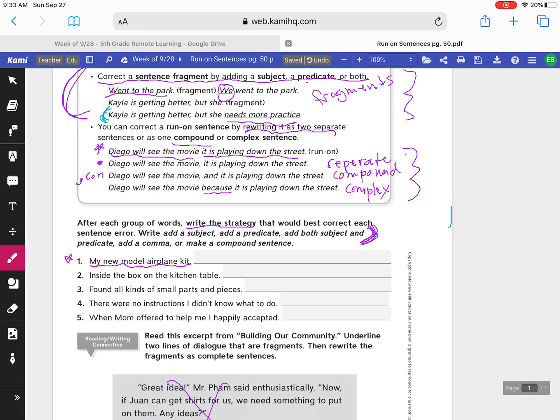Now, when I did that in my head, I have to decide, did I add a subject? I didn't add a subject. I already know who it's about, the new model airplane kit. Did I add a predicate? Did I add to what the subject is? Did I add a comma? No. Or make it a compound sentence? No. I added a predicate. So I made sense of the sentence. So I would write here, add a predicate.